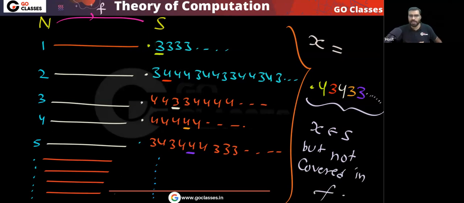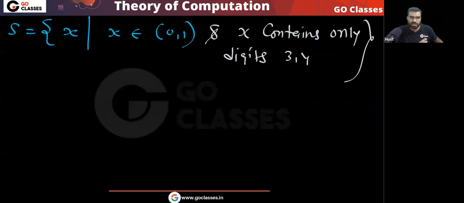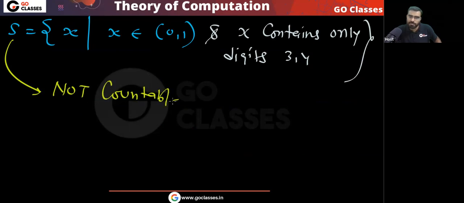Okay, so this is the idea. I hope you understood. So finally, I can say whatever bijection you create, that will not be a bijection. Whatever bijection you give me, it is not a bijection. So I can say this set is not countable.